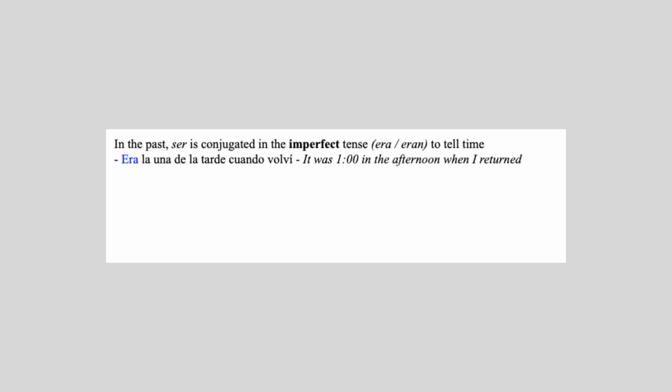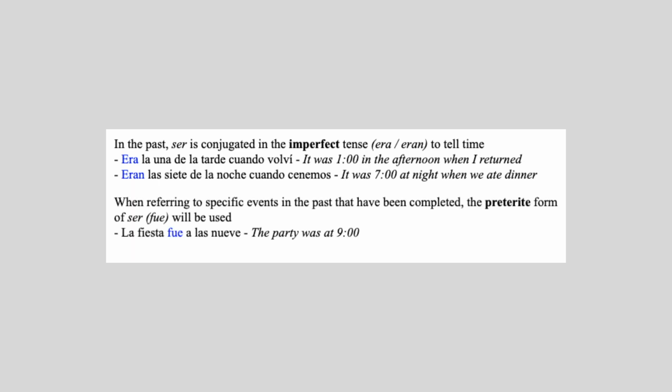When telling time in the past, the imperfect conjugation of ser will be used. Era la 1 de la tarde cuando volví. Eran las 7 de la noche cuando cenemos. When referring to specific events in the past that have been completed, the preterite form of ser will be used. La fiesta fue a las 9. Ayer fue el peor día de mi vida.